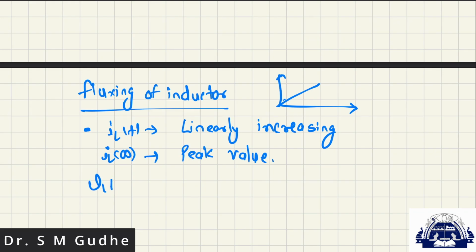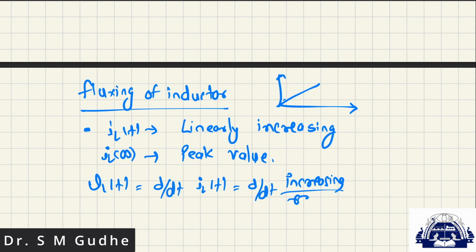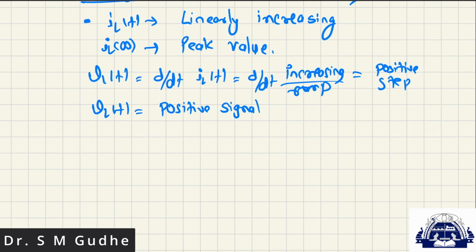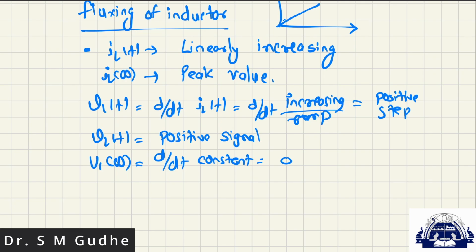And what about VL of t? It is d by dt of IL of t, or d by dt of increasing ramp. और increasing ramp का हमने derivative देखा था, क्या है? Positive step. So VL of t will be equal to the positive signal. Voltage will be positive signal. And what about VL of infinite at steady state? It will be d by dt of peak value or constant value, and derivative of constant value is always 0. So these are the 4 terms you should know: current is linearly increasing, then it will attain some peak value at core saturation, then voltage is the positive value, and voltage at infinite is 0. This is about the fluxing of the inductor.